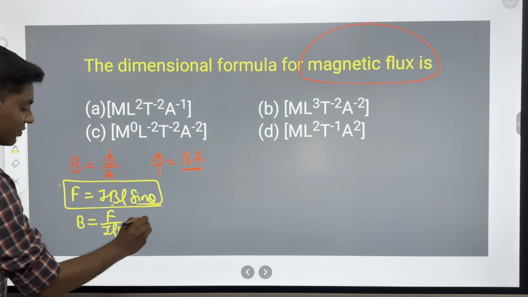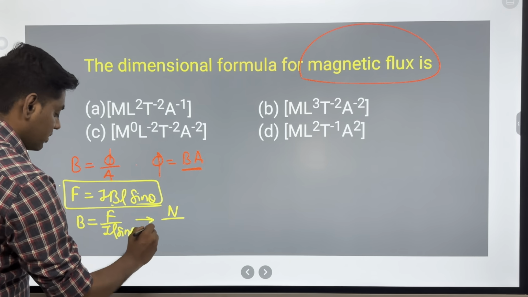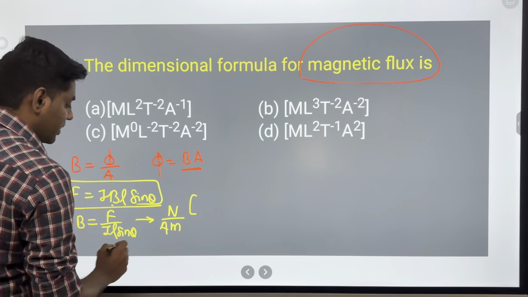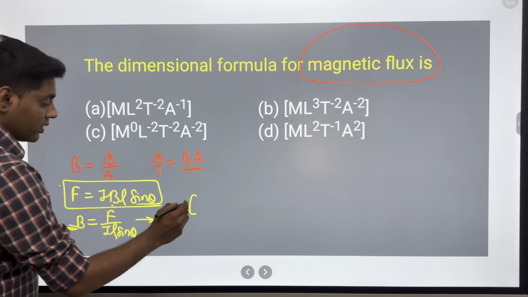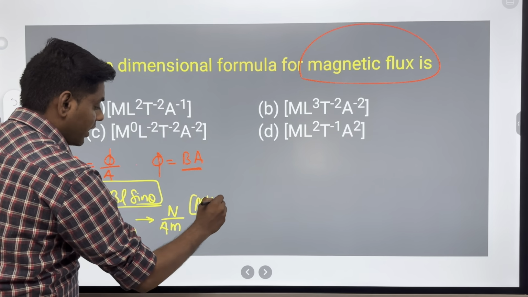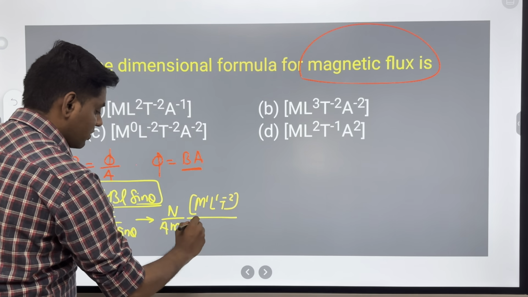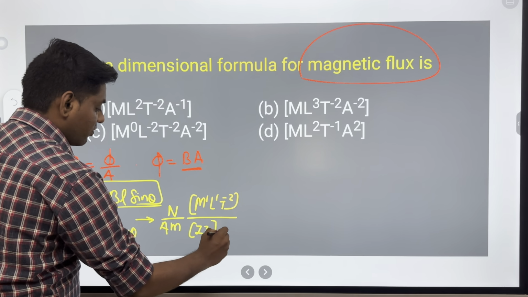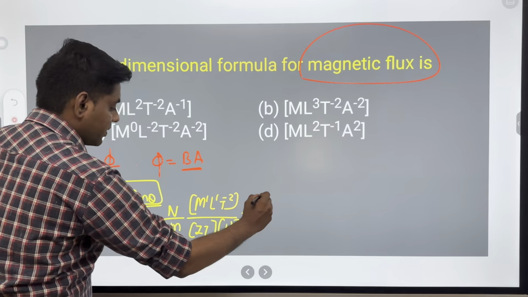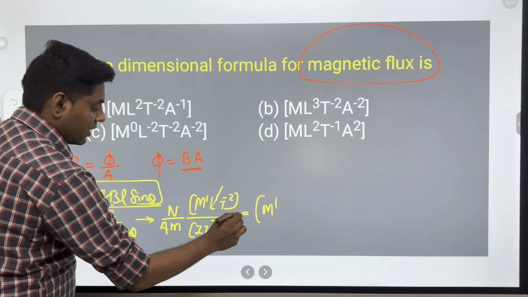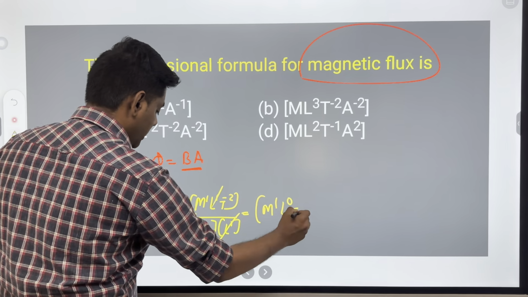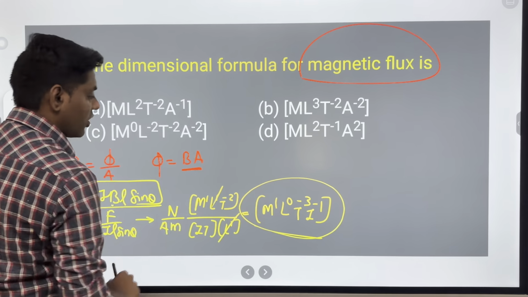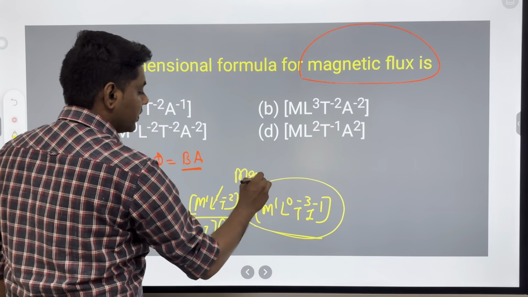So what is the SI unit from this? Force is measured in Newton, current in ampere, length in meter. Calculate the dimensional formula for magnetic field. So it becomes M1 L1 T minus 2. Then the dimensional formula for ampere is I T, I for current, T for time, and for length it is L1. So M1, L1 gets cancelled, that is L0, T raised to minus 3 and I raised to minus 1. Remember, this is the dimensional formula for magnetic field.